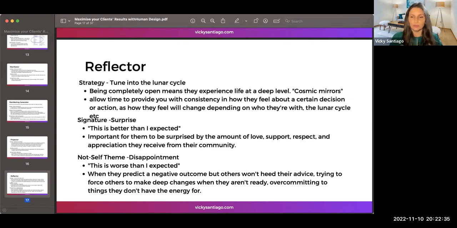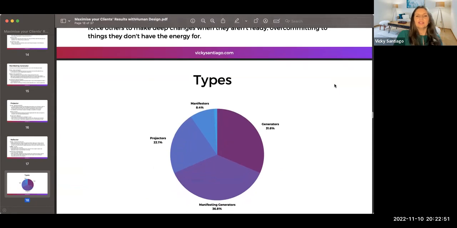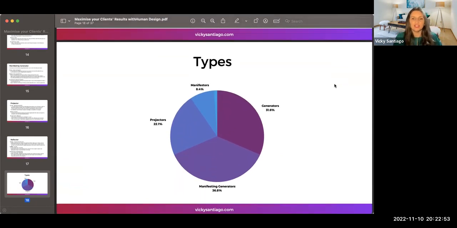Fun fact, Sandra Bullock, the actress, is a reflector. And there's a theory out there that maybe that's why she's such a good actress, right? Because she doesn't have a lot of her own consistent energy. She can literally channel and mirror back the energy of any role that she takes on. Okay, so as we can see here, the vast majority are manifesting generators and generators, followed by projectors, and then manifestors, and then just that tiny little piece of reflectors.